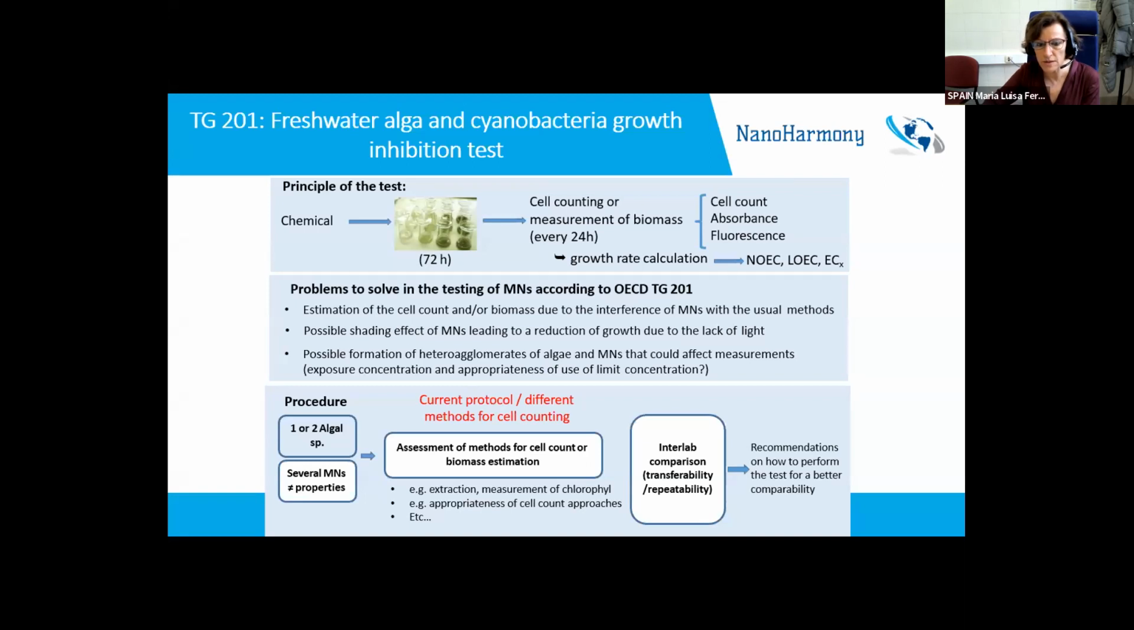And what we propose is to work with 1 or 2 algal species with nanomaterials of different properties, and develop protocols where we will assess methods for cell count or estimation of biomass. And once we have developed a protocol, to see its transferability and repeatability among different laboratories.